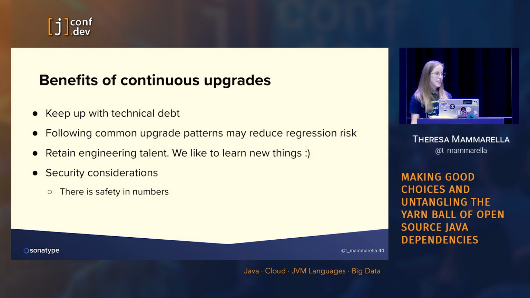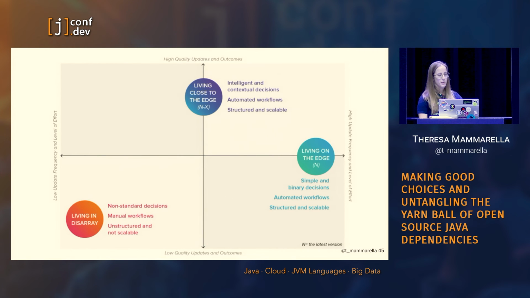It could be retaining engineering talent. If you're using 10 and 20-year-old software, that might not be as appealing to newer developers as the latest and greatest, for example. And of course, security considerations, which keeps coming up as a theme in my talk, because as I mentioned previously, there is in fact safety in numbers when it comes to upgrading. So Sonatype did another study about what the best way is to be upgrading, and should you be keeping up with the latest or staying behind? And the answer is actually somewhere in the middle.